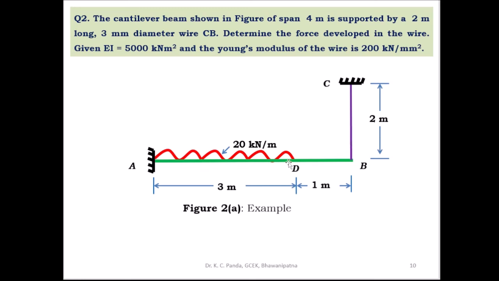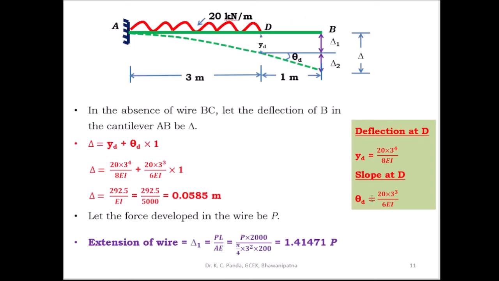By removing the wire, you have to find out what is the downward deflection. In the absence of wire BC, let the deflection of B in the cantilever AB be delta. So here you know the UDL is present up to the length 3 meter, but you have to find out what is the deflection at the free end B, delta. So delta is equal to YD plus theta D into 1 meter, where you find the deflection and slope at D.